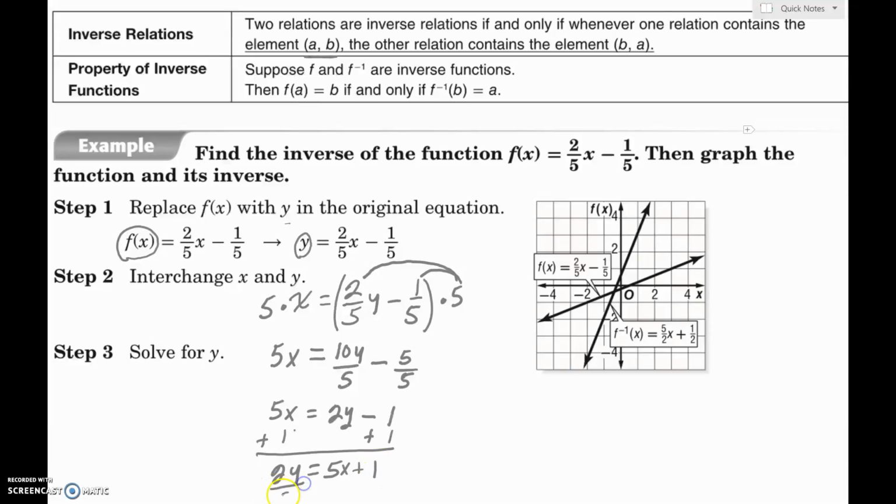And then our final step is to divide each side by 2, and we have y equals 5x/2 plus 1/2. Our slope is identified as 5/2, and our y-intercept is identified as 1/2. In order for us to indicate that this is the inverse function, we use this notation.